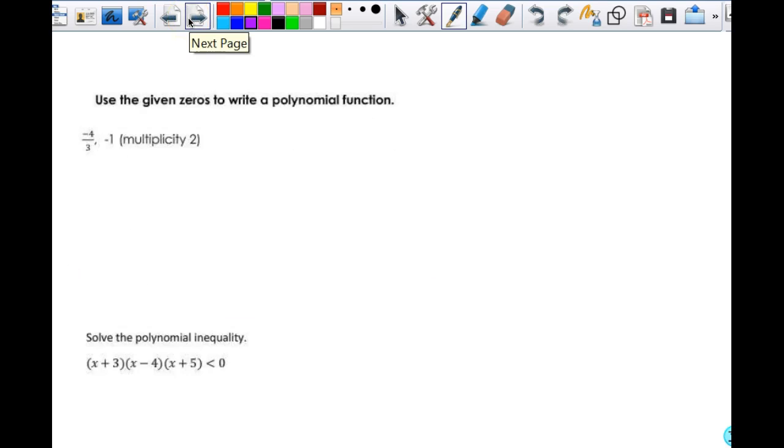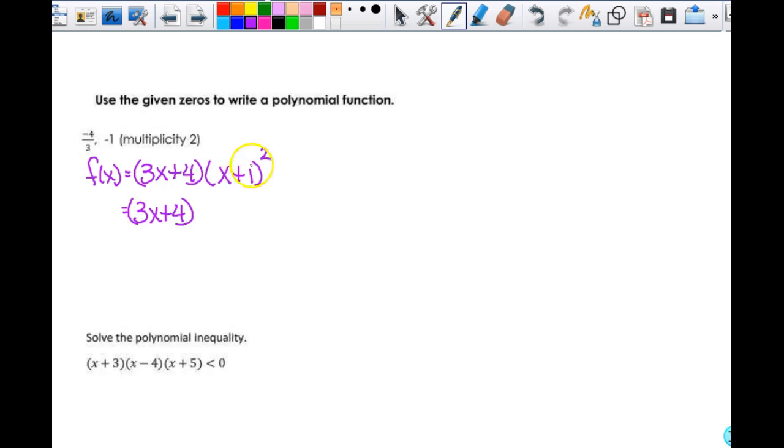All right, so now we're going to use the given zeros to write the polynomial function. So I have this negative 4/3, which means I start off with 3x plus 4. Then I have this negative 1, so that is x plus 1. Multiplicity is 2, so it's squared. I'm going to rewrite this 3x plus 4. Remember, this is a perfect square trinomial, so you can FOIL it out if you want to.